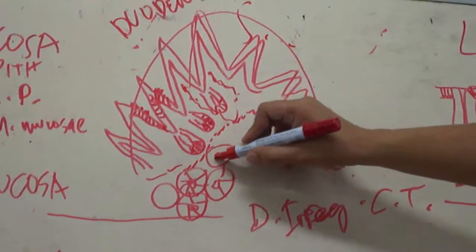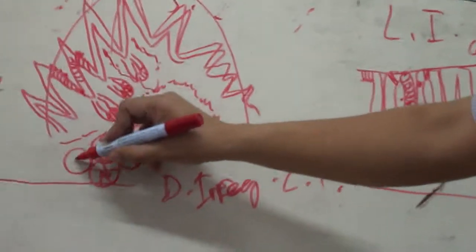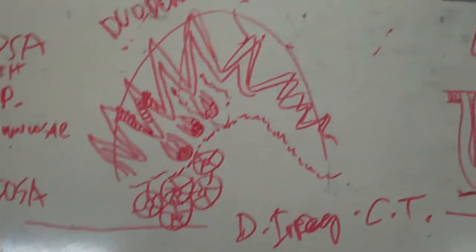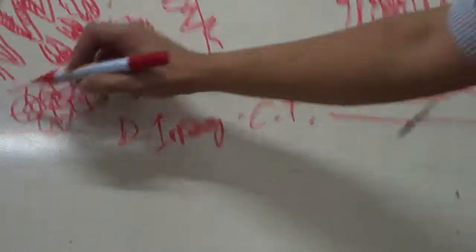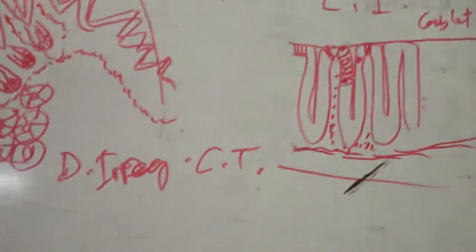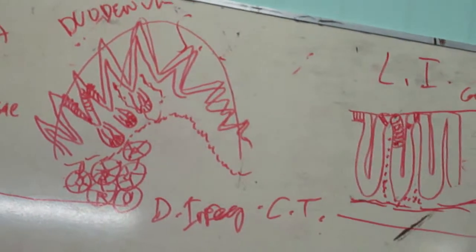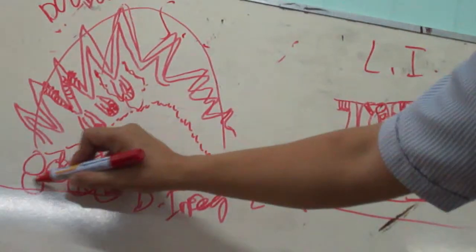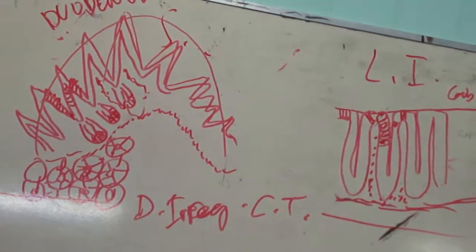Yung bicarbonates na yon, saan ang location ng duodenum? Immediately following the stomach. Anong pH ng secretions ng stomach? Acidic, because of hydrochloric acid. The bicarbonates produced by these glands will neutralize the hydrochloric acid para hindi ma-expose ang cells ng small intestine to hydrochloric acid. What is the name of these submucosal glands in the duodenum?